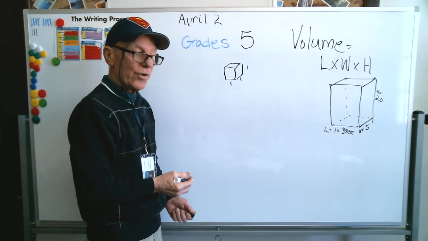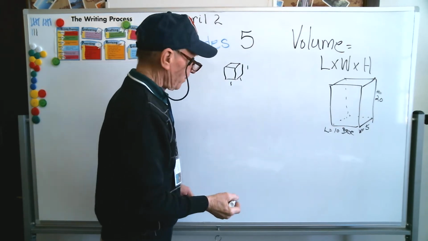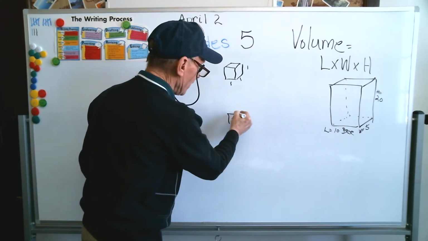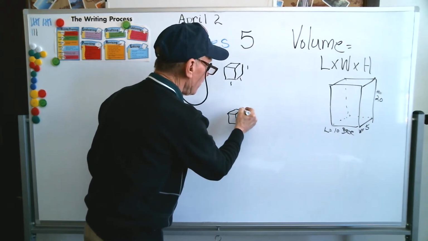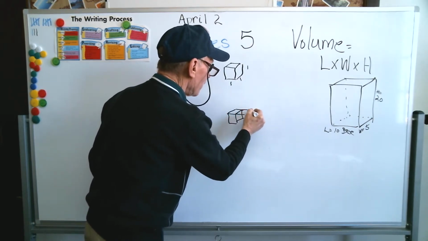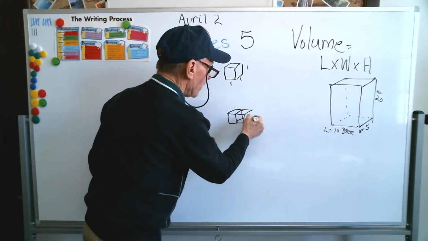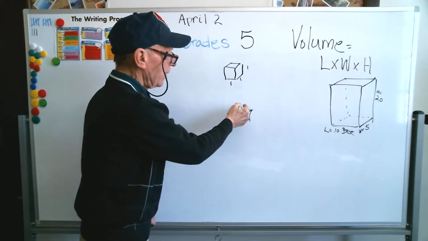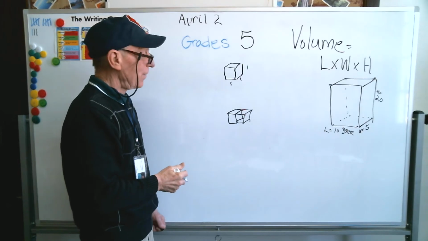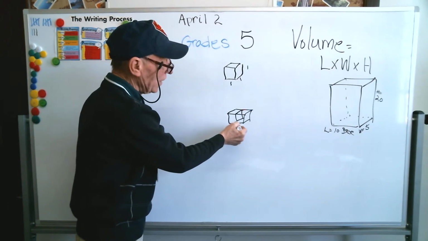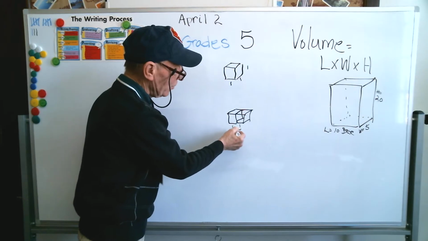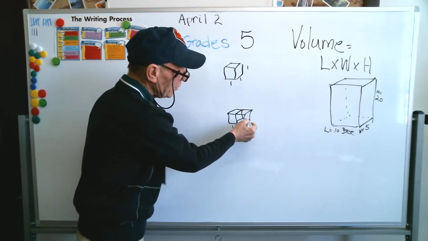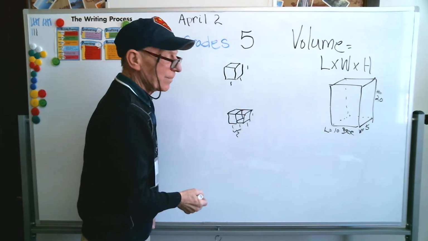1 unit cube. Now, if you put two of these together, the volume of that would be 1, 1. So this here is going to equal 2. But this is 1 and this is 1.